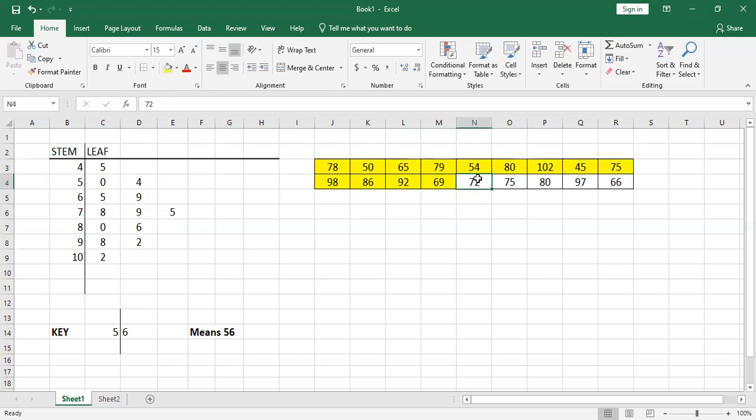My next number is 72. Where there is a 7, I'll put a 2 there. My next number is 75. Where there is a 7 again, I'll put a 5. My next number is 80. Where there is an 8, I will put a 0 there.